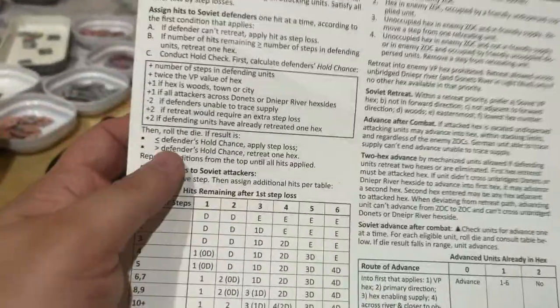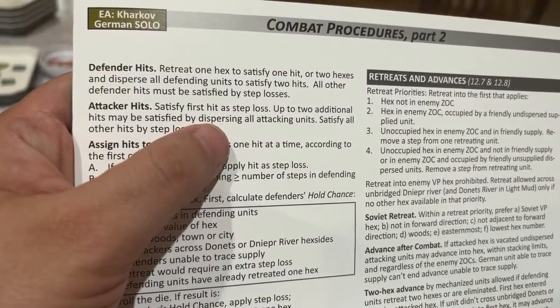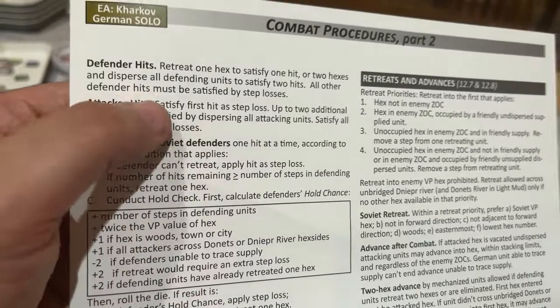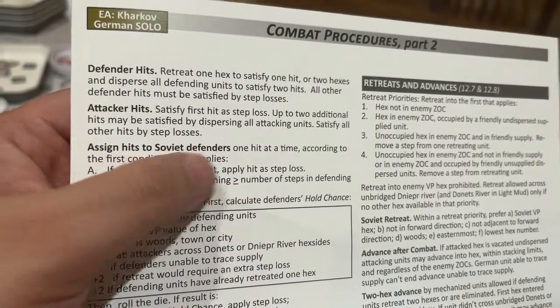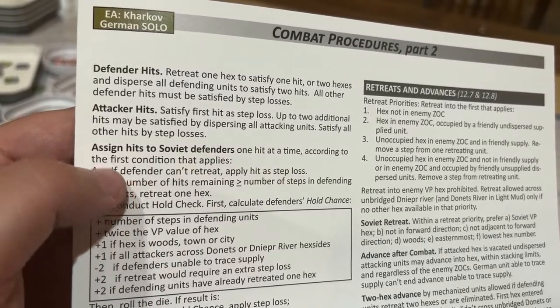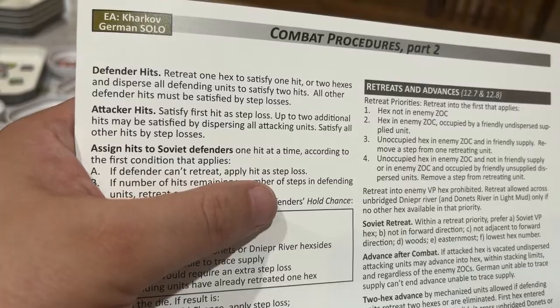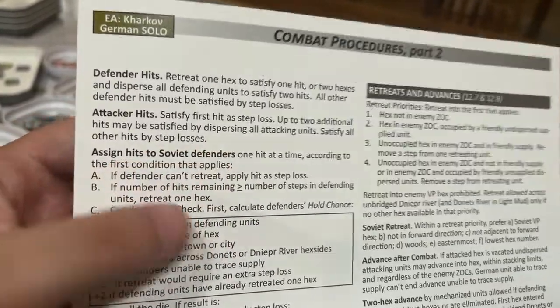Now, how do we know that they're taking a loss? Right here. Attacker hit, satisfy first hit as a step loss. And this is if we're taking the damage. But if it's the Soviet defenders, 1 hit at a time. If the defender can't retreat, apply hit as a step loss. I'm sorry, that's if they're a defender.